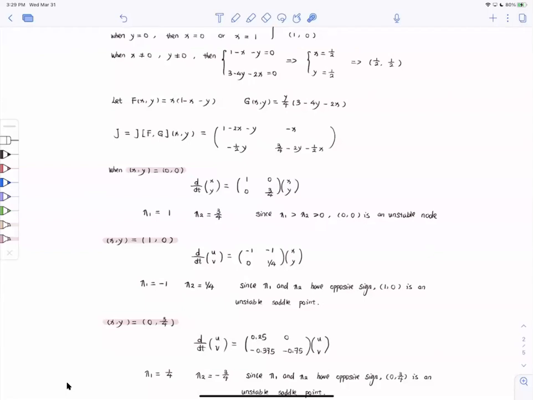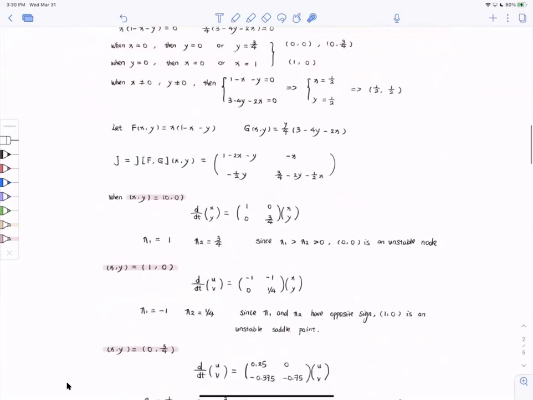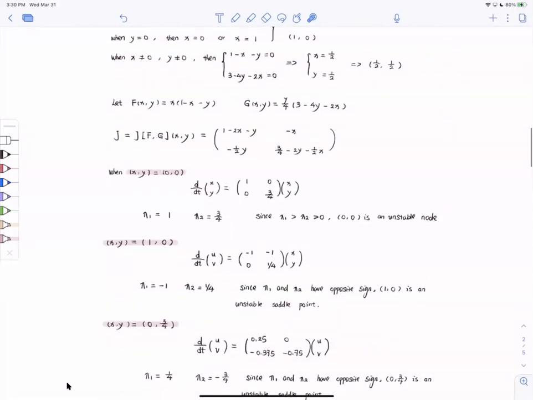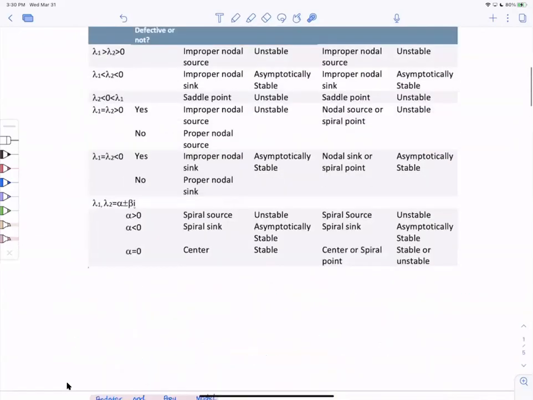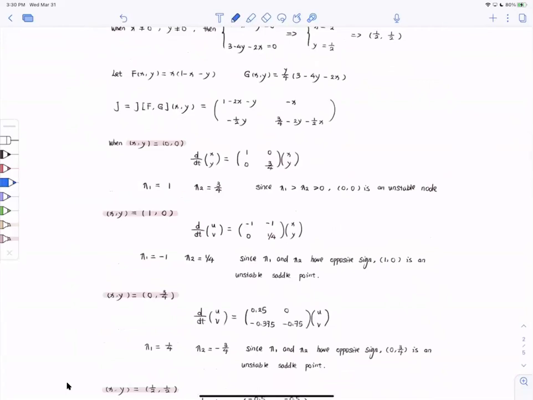So when (x, y) equals (0, 0), you can plug (0, 0) in, and you will get this, right? So this is your Jacobian matrix, and then you find your eigenvalues based on this Jacobian matrix. So you get 1 and 3/4, and once you found this, you go back to my table and decide what they are. So I used unstable node, but I think your professor would prefer unstable nodal source. It's better because they want you to talk about if it's source or sink.